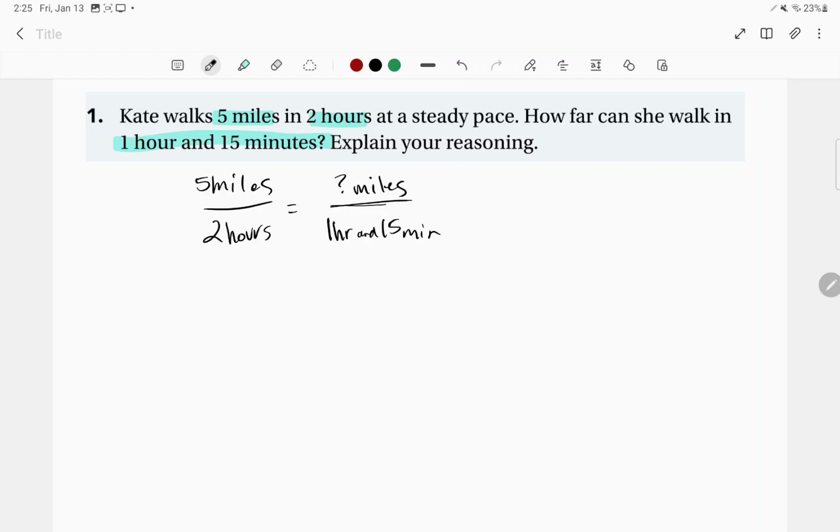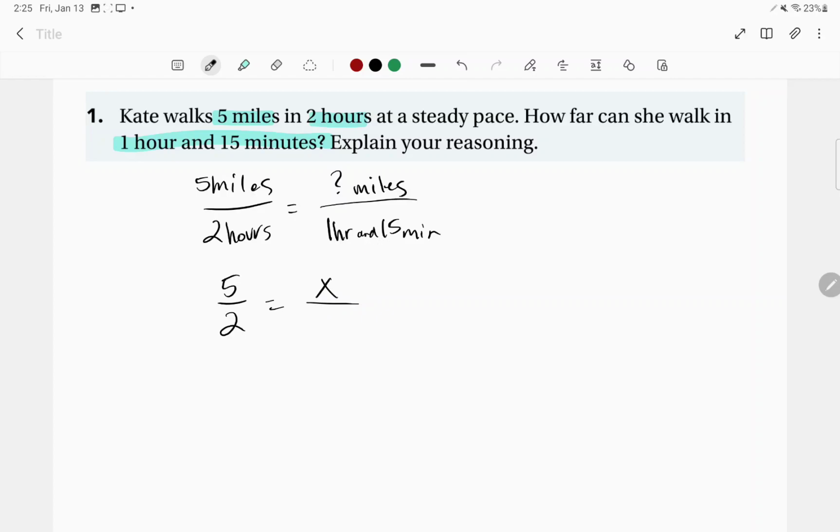So the first thing on all of these, you set up a proportion. So in place of the question mark, we're going to put a variable. Let's put a question mark there for now. So now let's rewrite this, okay, but without the miles or hours. So you would have 5 over 2. And then over here, the question mark would be replaced with an x. That's your variable, your unknown.